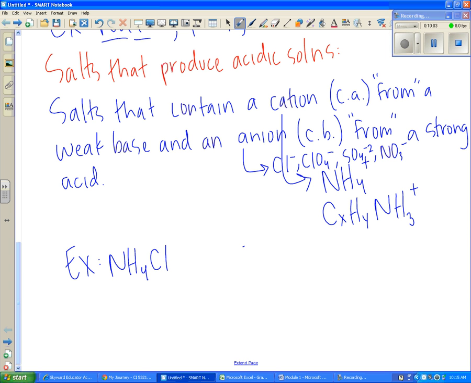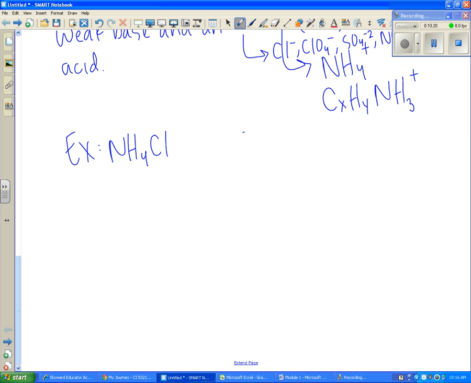So there's two things that you'll have to do with salt solutions. One, you'll have to be able to identify if a salt solution will be an acidic, basic, or neutral solution, depending on the type of salt that's dissolved in the solution. And you're going to have to calculate the pH of the solution. So let's take a look at a problem where we do that.